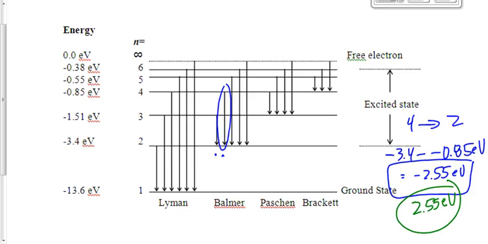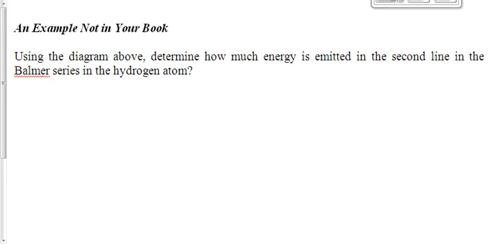Notice we didn't use this value on its own or this value on its own. We found the difference between them. That's what we always do, right? Always find the difference between two different levels, whether it's hydrogen or any other element. Let's do another one.